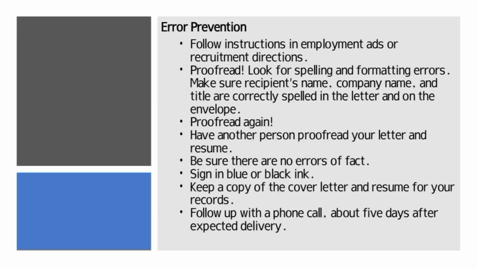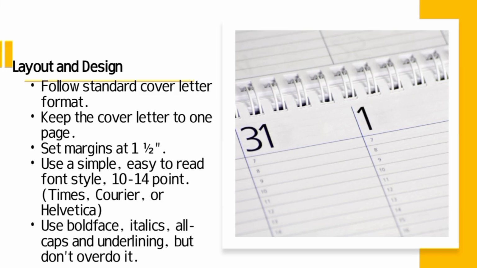Next, for error prevention, follow instructions in employment ads or recruitment directions. Proofread, look for spelling and formatting errors. Make sure the recipient's name, company name, and title are correctly spelled in the letter and on the envelope. Proofread again. Have another person proofread your letter and resume. Be sure there are no errors of fact. Sign in blue or black ink. Keep a copy of the cover letter and resume for your records, and follow up with a phone call about 5 days after expected delivery.